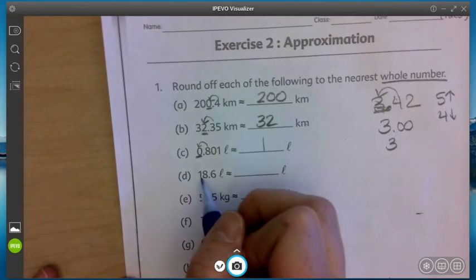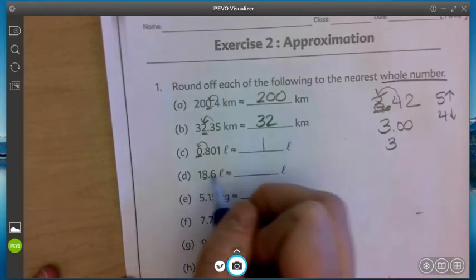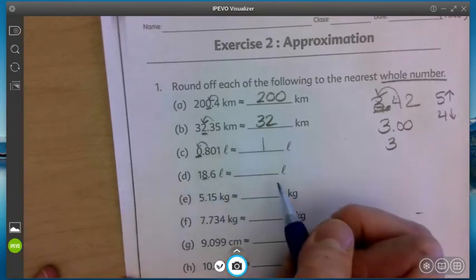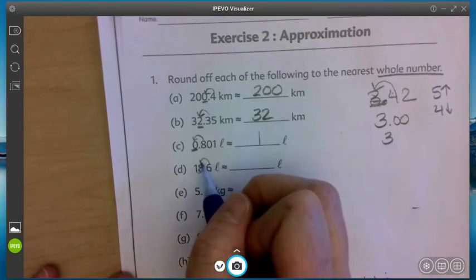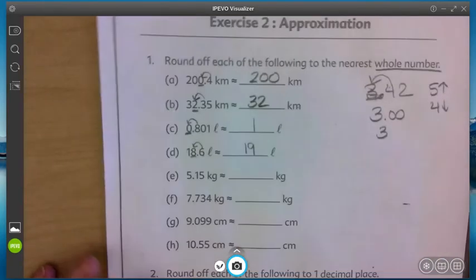So here we have 18.6 or 18 6/10 of a liter. They don't want any decimals, so you just underline that 1 spot. Now look to the right of it. Can the 6 bump up the 8? Yes, it bumps it up to 19 liters. And then you can do the rest there.